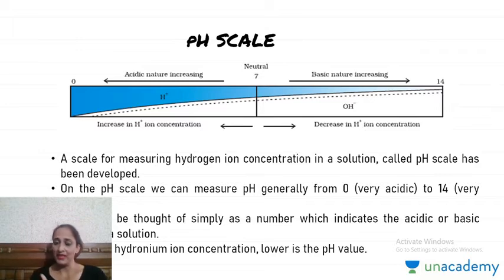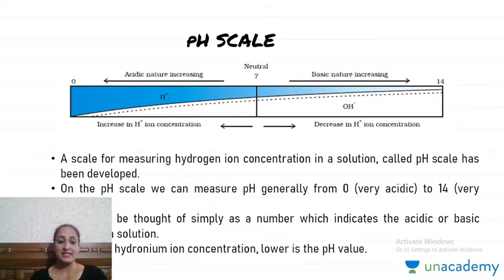As we know, acids give hydrogen ions. Bases give OH negative, hydroxyl ions, when they ionize. So if we by some method calculate the concentration of hydrogen ions, that means we can tell whether a particular acid is a strong acid or a weak acid, or whether the particular base is a strong base or weak base. So here in this diagram, what is pH scale?